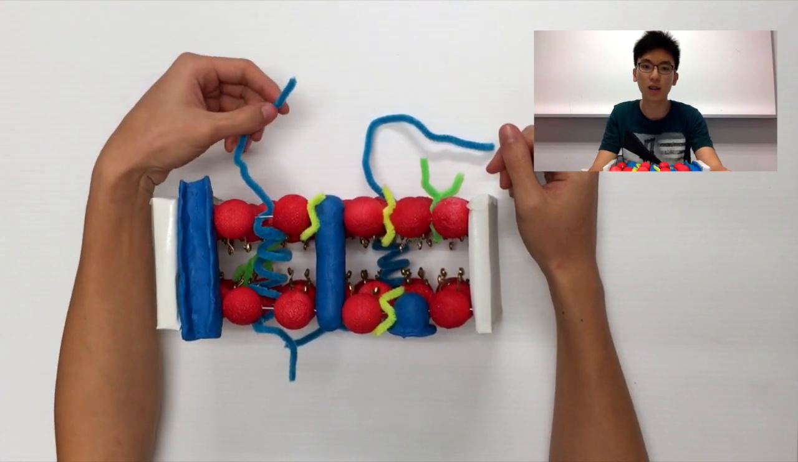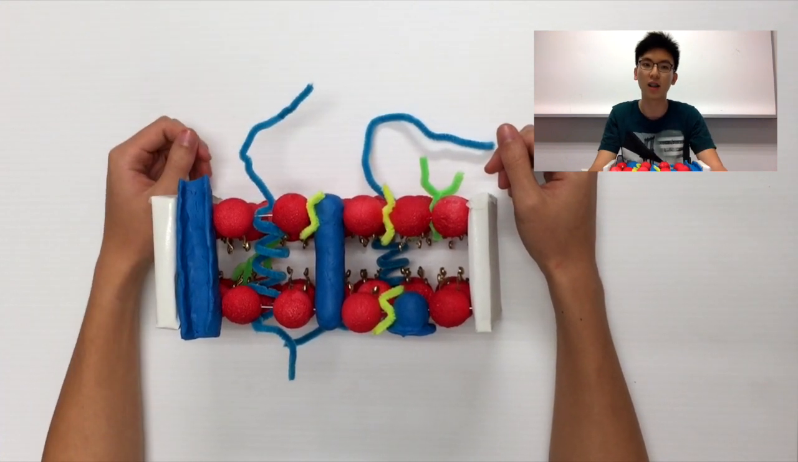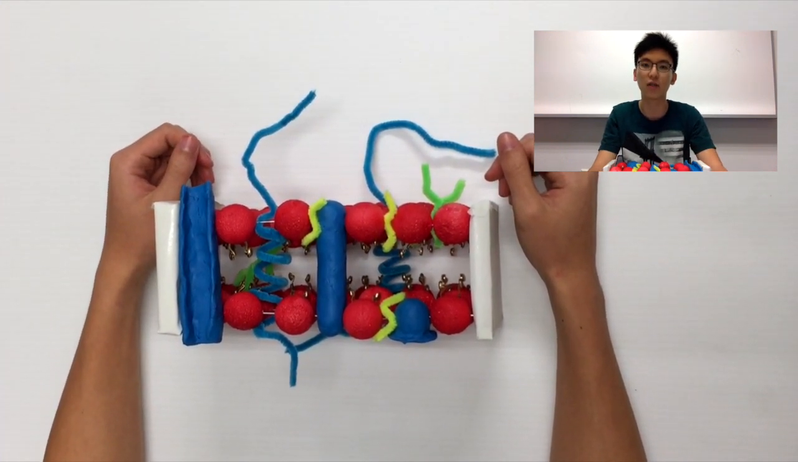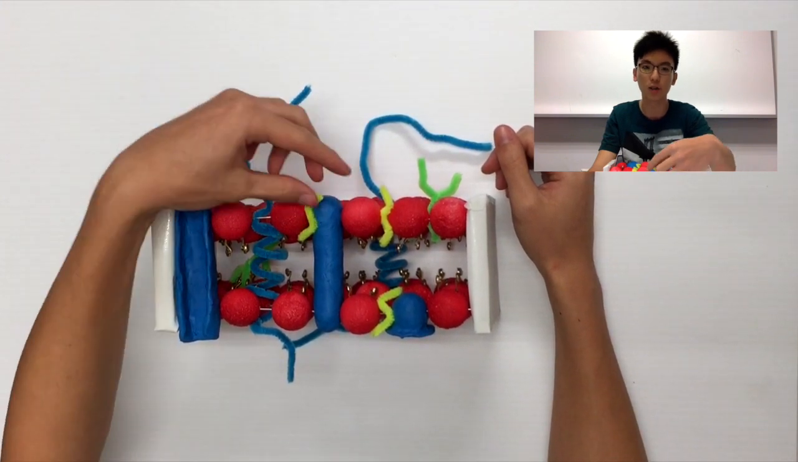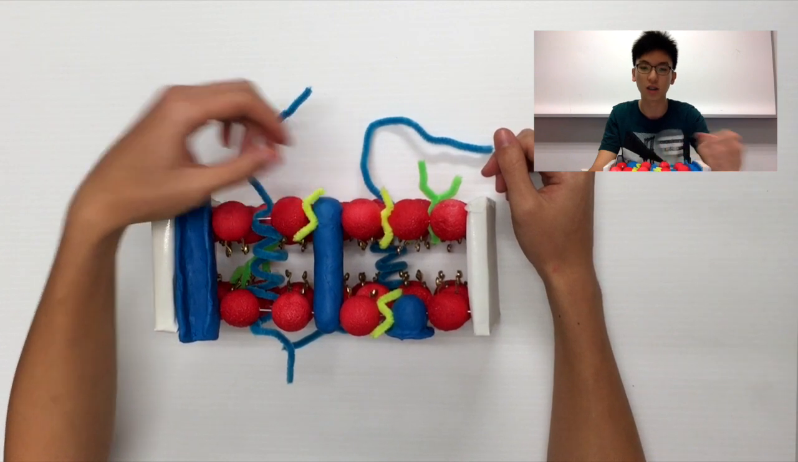Alpha helical proteins fold in a helical structure to ensure no polar groups are exposed and also maintain the hydrophobic nature of the membrane. The cholesterol molecules serve to stabilize the phospholipids in place and maintain their structure.